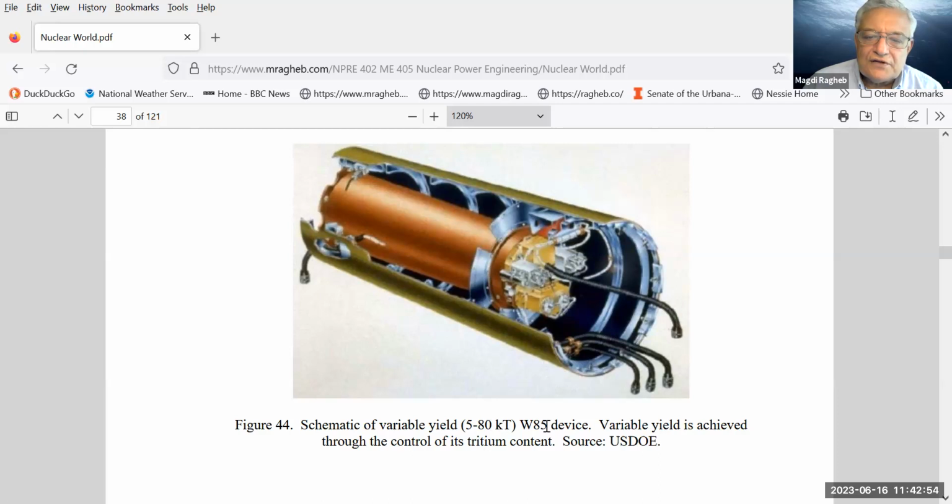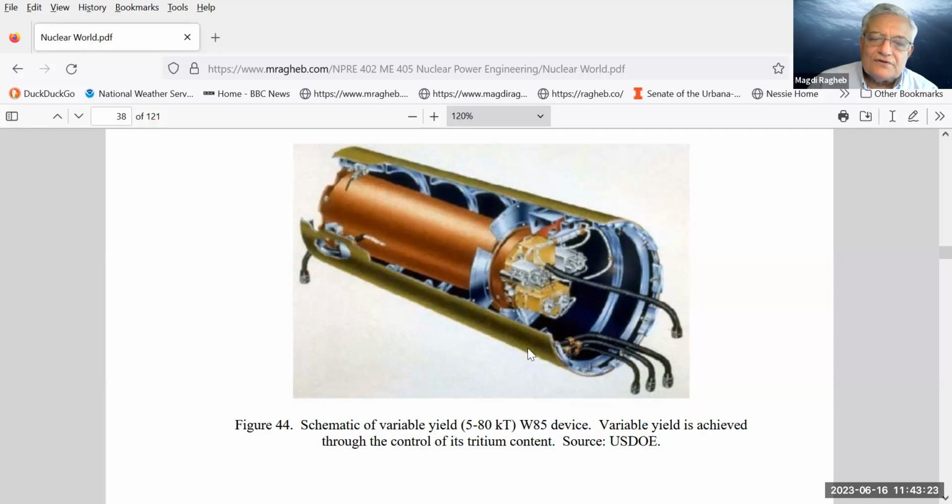As devices have been miniaturized, this is a schematic of a 5 to 80 kiloton W85 device. Now, why do we say 5 to 80? Because a general can decide whether he wants an 80 kiloton release of energy or a 5 kiloton release of energy. If he uses only the fission component, it will release 5 kilotons of energy. A miniature device, 1/4 the yield of the Hiroshima or Nagasaki devices.